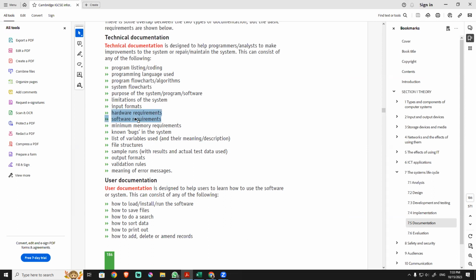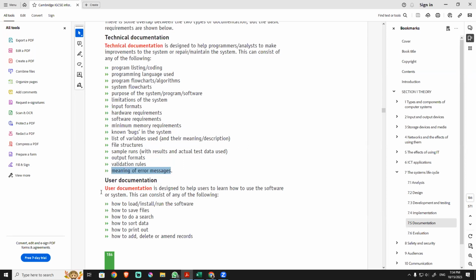So the easiest way for you to remember is like the programming language, the flow chart, the purpose of the software, the known bugs, the list of variables and file structures. Or for me, I like the validation rules or validation routine, I would call it. I'd like to put the limitation of the system. I'd like to put the flow chart and the programming language being used. So the way you want it, you choose which one is easy for you to remember. Except the hardware and software and meaning of errors, because they will still be there also.